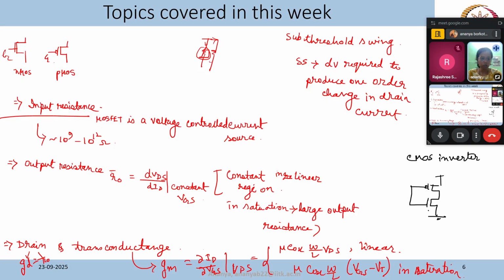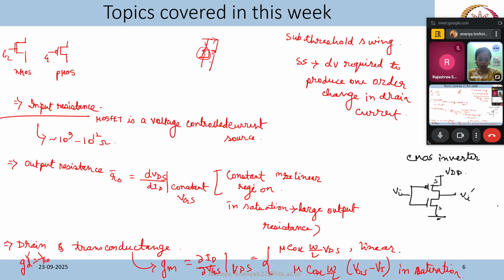We have the PMOS here, we have the NMOS below. This is the source terminal of the PMOS, which is connected to VDD, that is the higher voltage, and the source terminal of the NMOS is connected to the ground. We apply some input voltage and we get an output voltage which is the opposite.